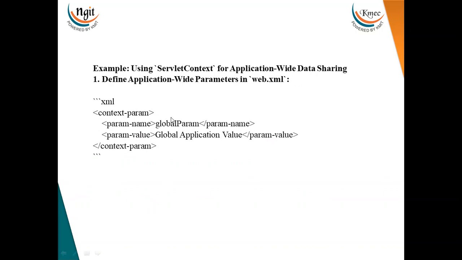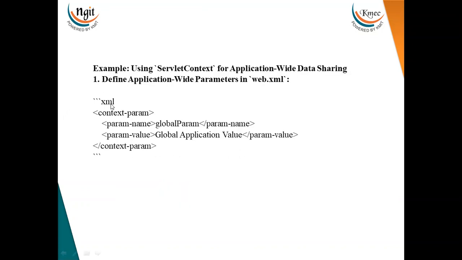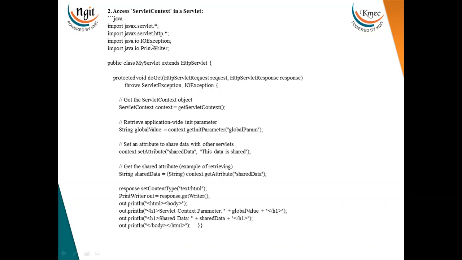See the parameters: all application wide parameters have been given here, global parameters. These are context parameters, that's why we have mentioned them in the xml file under context parameters. So these parameters are for the whole web application. Here is how to access servlet context in a servlet.